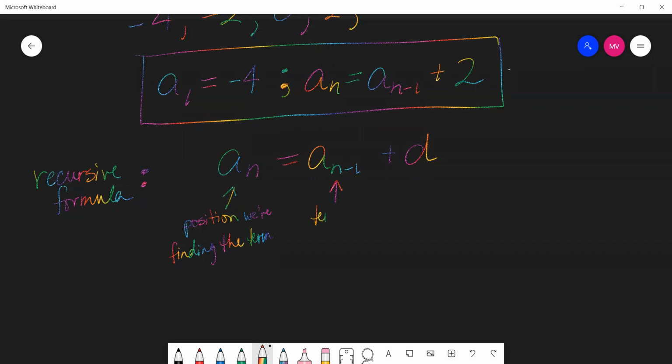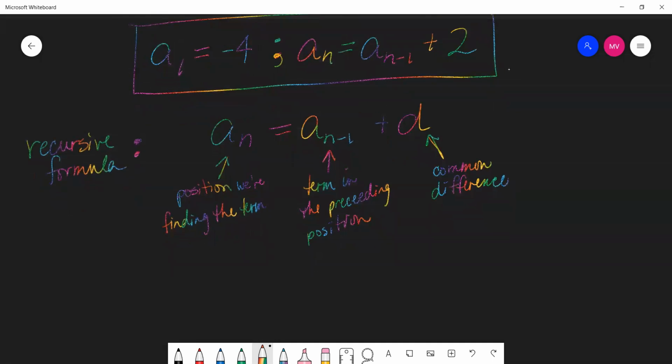This one is the term in the preceding position. And then we know what D is. That's our common difference. Right? So when we use a recursive formula, instead of an explicit formula, you have to know the term in the previous position before you can calculate the term in this position. So that's why it's a little bit different.